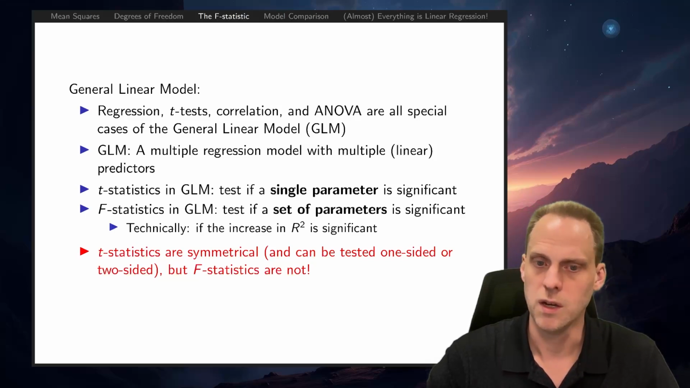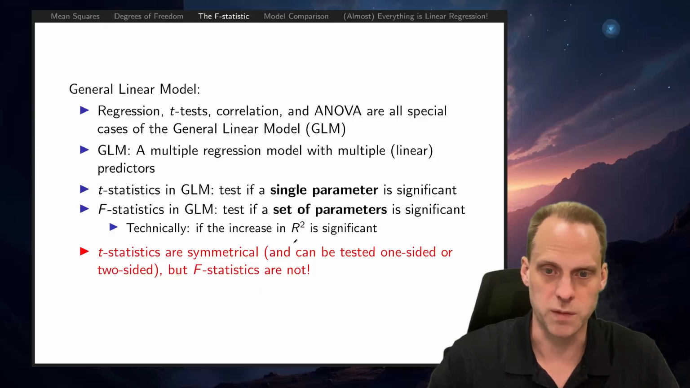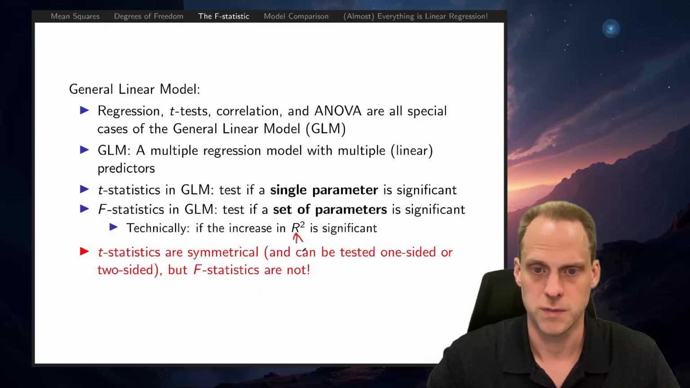F-test is really only looking at if we explain more variation. It doesn't look at if the effect is negative or positive. That's an important thing to remember for the f-test.